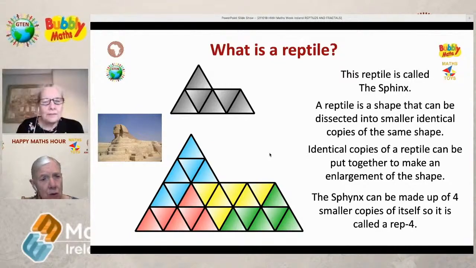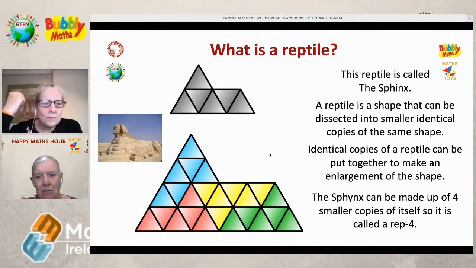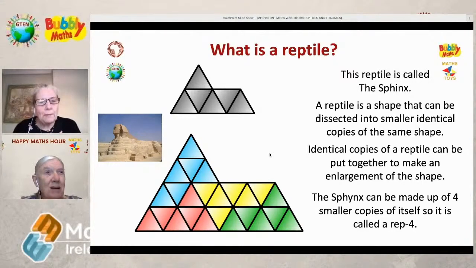A reptile can be dissected into smaller identical copies, but you can also build it outwards, adding more copies to make a bigger one, an enlargement of that same shape. Like a fractal. It is, and we're going to show how similar to a fractal. In fact, some of these reptiles are fractals, others are not. The Sphinx can be made up of four smaller copies of itself, so it's called a rep four. Sometimes they can be made up of two copies or nine copies or different numbers of copies. This one is a rep four.